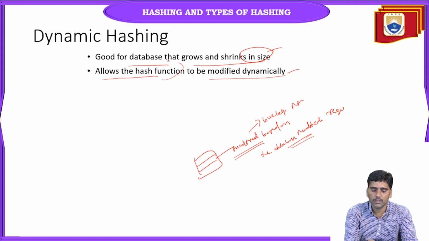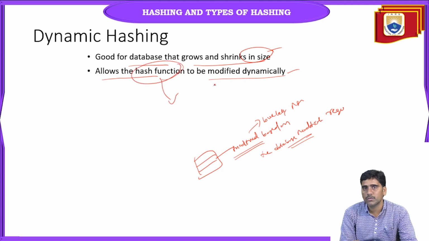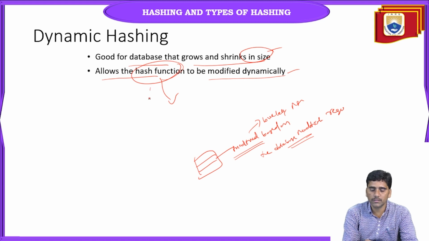The hash function is to be applied whenever you want to modify dynamically. Without this hash function, it does not identify the bucket, so the bucket could not be modified as per the records.